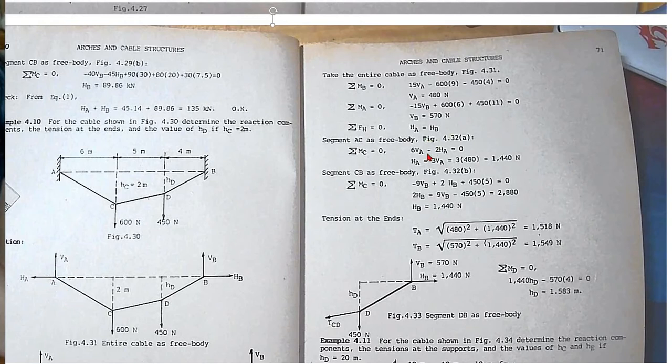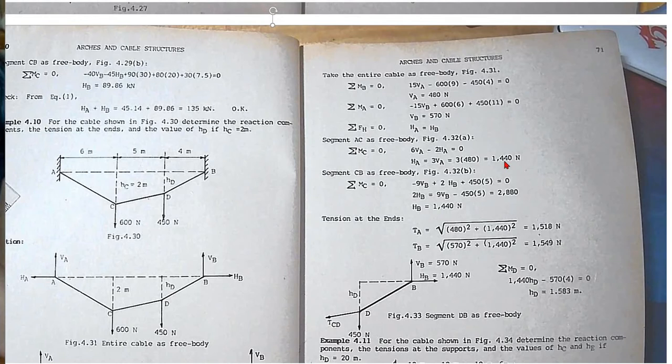So, we have here 6 VA minus 2 HA. Okay? 6 VA at yung VA clockwise and then lever arm niya 6. And then yung HA naman, negative dahil counterclockwise. Ito ano? And then lever arm is 2. So from here, nasolve na natin before yung VA which is 418 Newton. So you can easily solve HA which is equal to 1,440 Newtons.